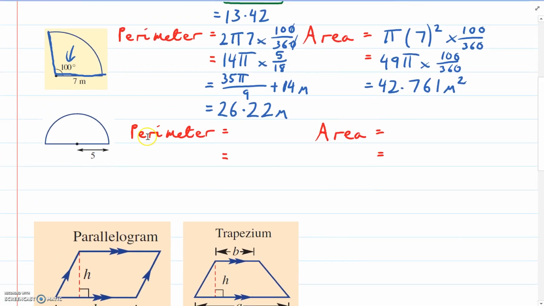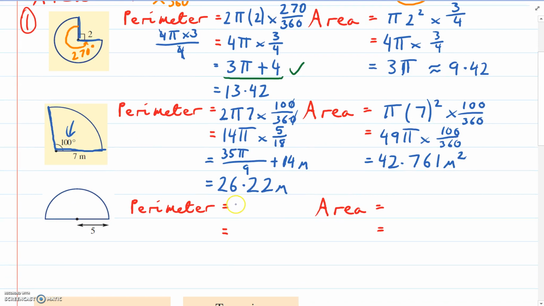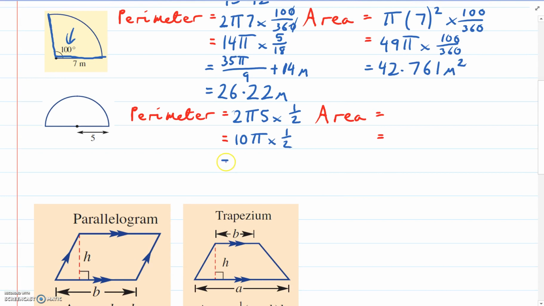I'll quickly write out this one. So this would be 2 pi 5 times a half. We have half a circle, so that's the same as 10 pi times a half. Timesing by a half is the same as dividing by 2. So that's the same as 5 pi plus 10, which is our full length along there. So don't ever forget that straight line that crops up.